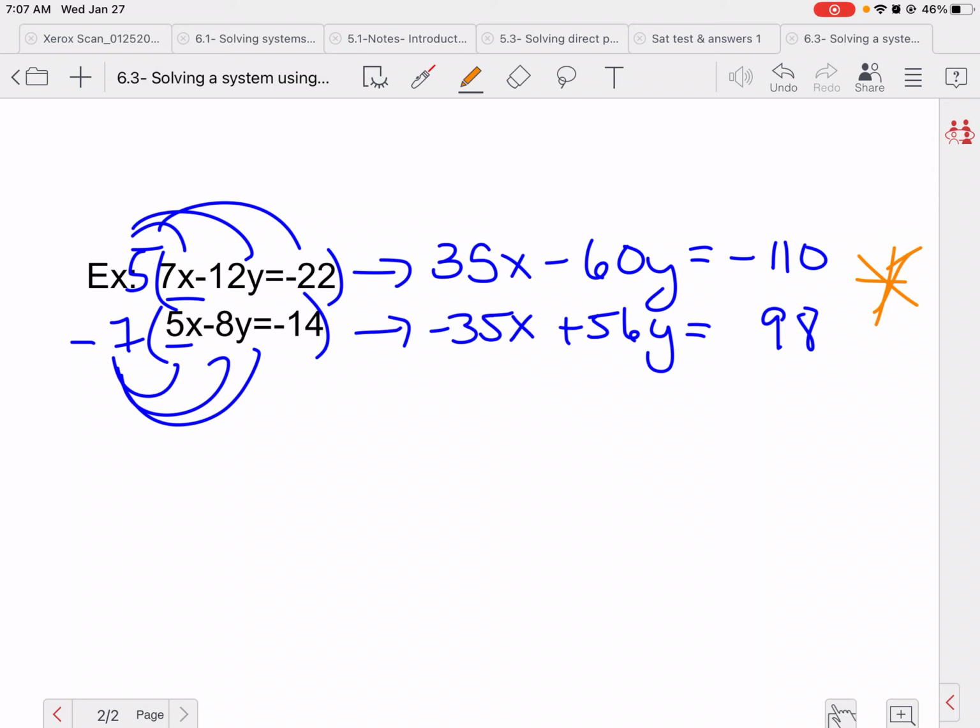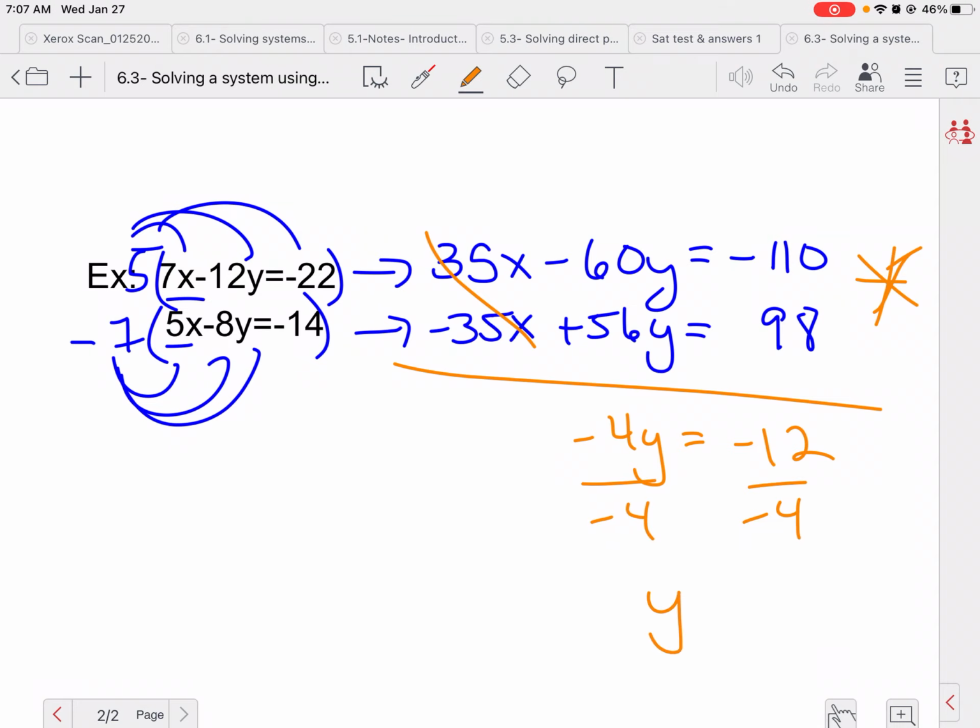So again, if nothing eliminates, then I did something wrong. So this cancels to be 0, so we're left with -4y equals -110 plus 98, which would be -12. So then we divide by -4. So I'm going to get y equals 3.